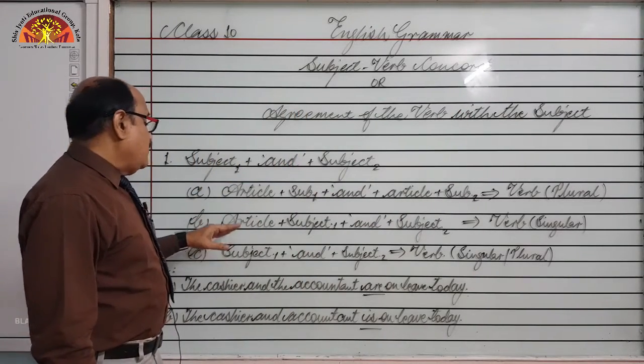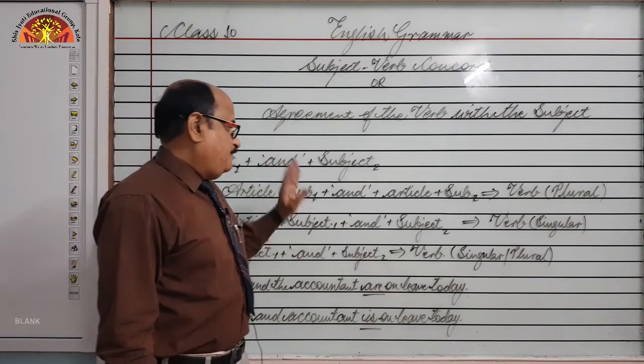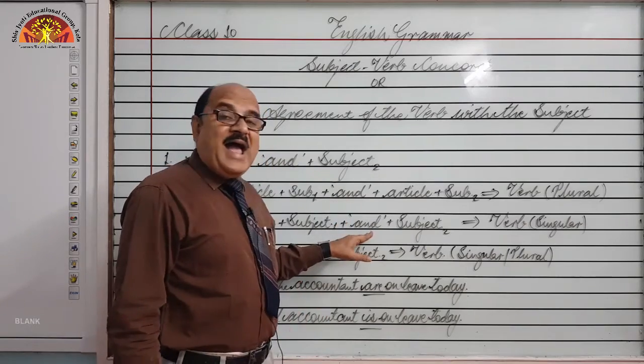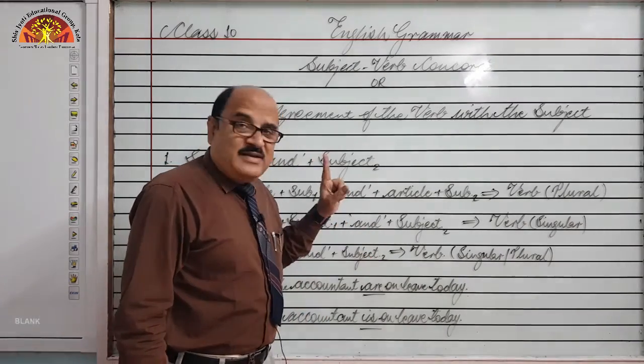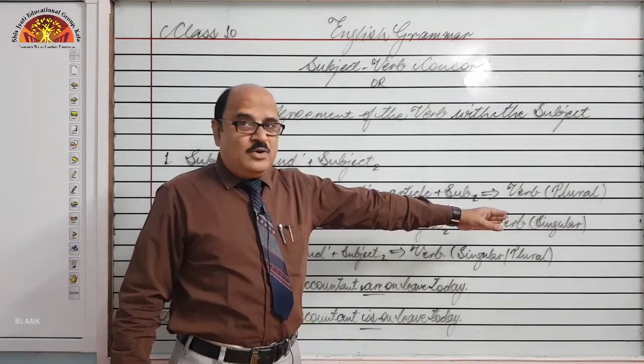Situation number 2. Whenever an article is there before subject 1, but before subject 2 no article is there, and "and" is there as a connector. In that case, there is only one article, so you have to use the verb in its singular form.